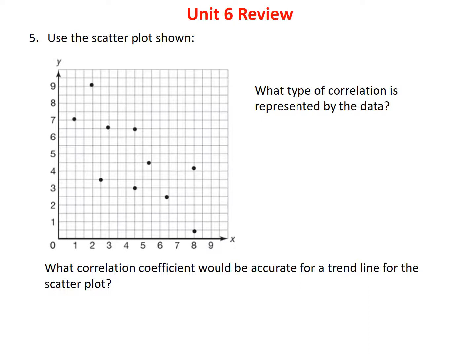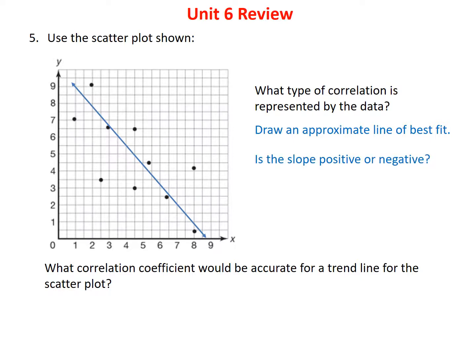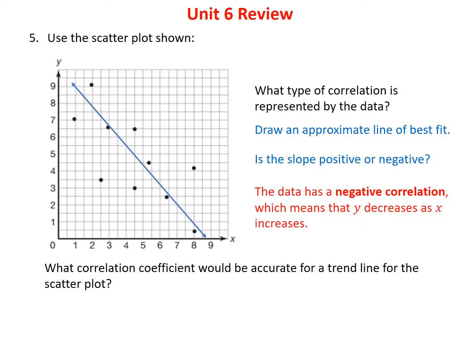Problem 5 presents us with a scatter plot and asks us what type of correlation is related by the data. One of the first things I usually ask students to do in a problem like this is to draw a line of best fit, like that, trying to model a line that goes through a lot of the points or close to all the points. And then I simply ask, is the slope of that line positive or negative? Most students would recognize, oh, that's a negative slope because from left to right, it's going down.